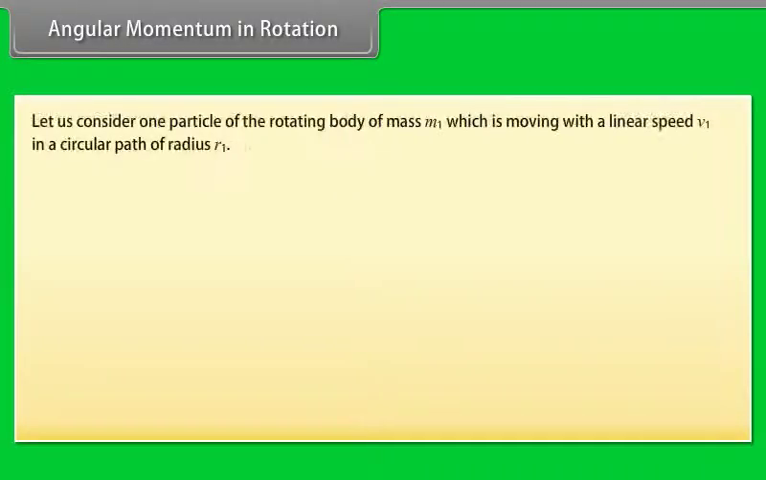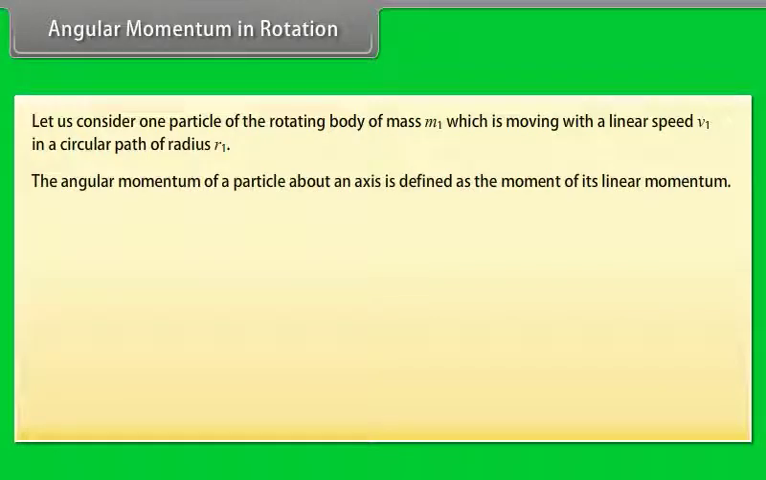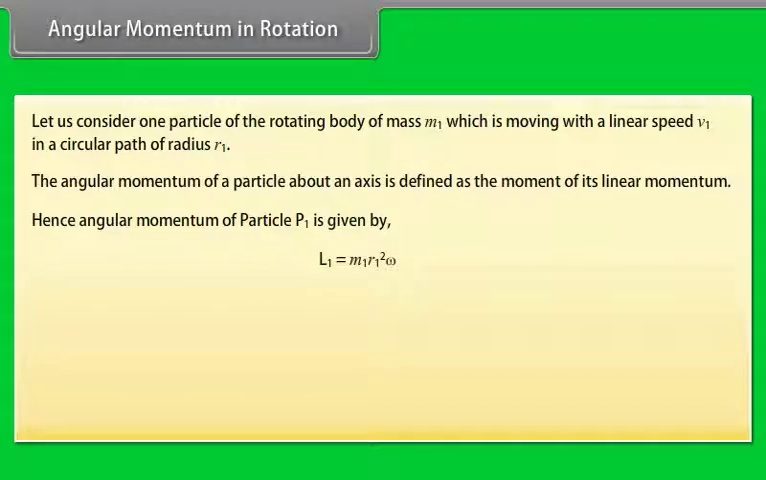Angular momentum in rotation. Let us consider one particle of the rotating body of mass m1, which is moving with a linear speed v1 in a circular path of radius r1. The angular momentum of a particle about an axis is defined as the moment of its linear momentum. Hence, the angular momentum of particle P1 is given by L1 is equal to m1 r1 squared omega.